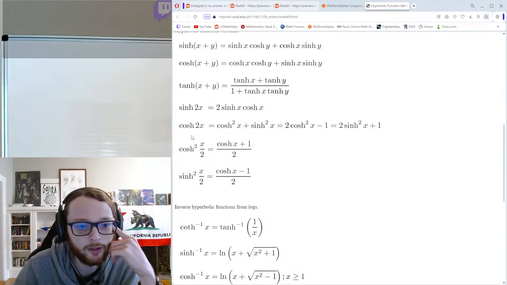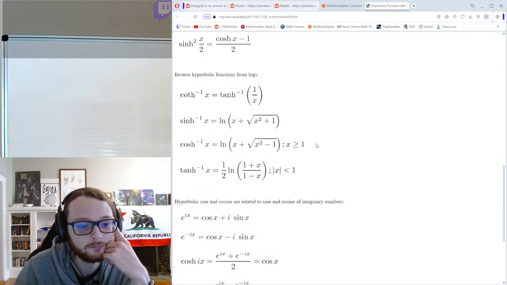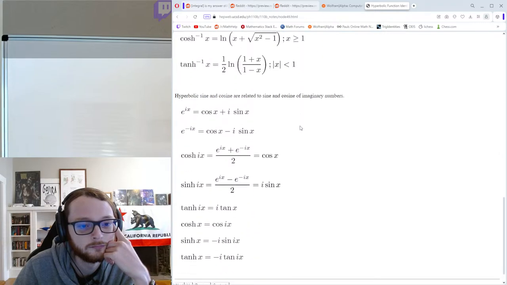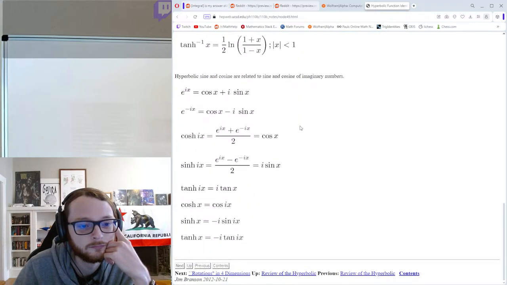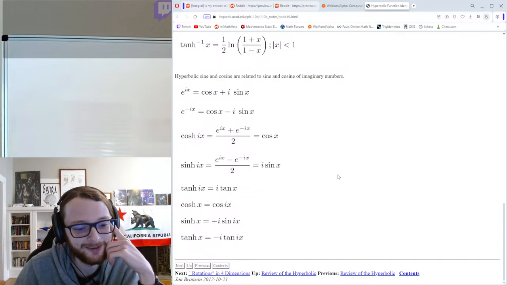So a double angle here isn't going to apply. It's possible one of these applies. I'm not sure. Oh, I never knew these identities. Cosh of ix is equal to cosine of x? That makes sense. I never knew that was true, though. That's kind of funny.